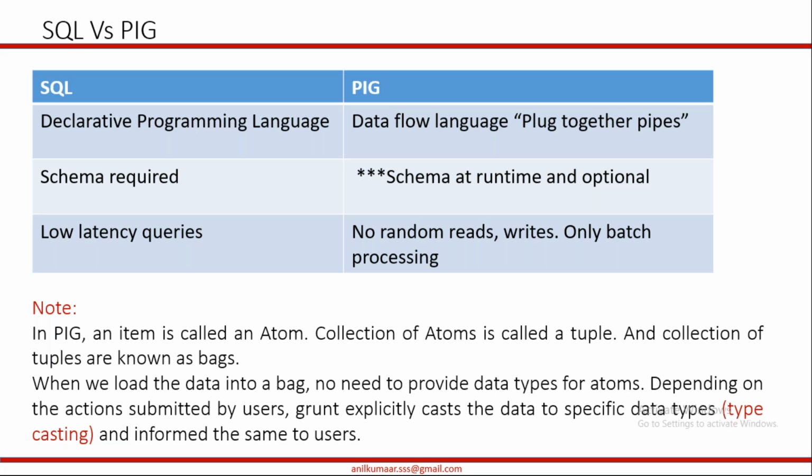Pig is good for batch data processing. So here it does not allow you random reads and writes. Just give some terabytes of data and try to analyze the data. That's it. That's what you can do with Apache Pig. Not for simply select star from employee where location is equal to Bangalore. So this is not really meant for Pig.